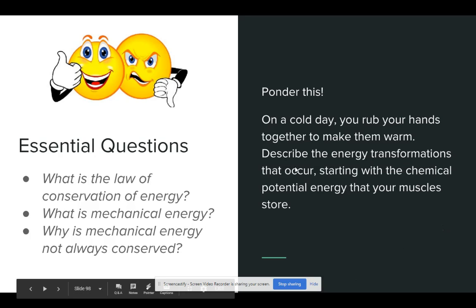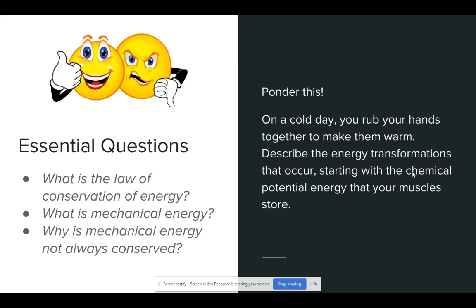So on a cold day, you rub your hands together to make them warm. Describe the energy transformations that occur, starting with the chemical potential energy that your muscles store. So I wake up in the morning, I eat some Wheaties. That chemical energy gets turned into usable stored energy in my body. Once I decide to use it, I start moving my hands. That's kinetic energy, rubbing my hands together. That creates friction, which creates heat. So the kinetic energy is being turned into heat energy that then dissipates into the environment around me.